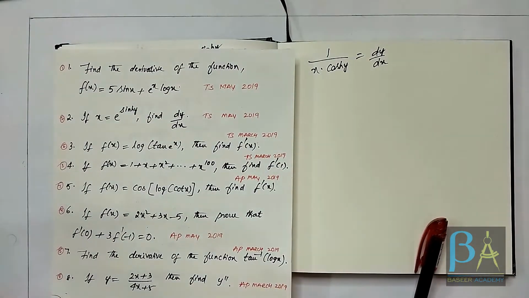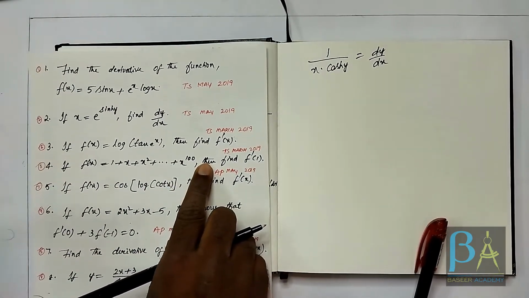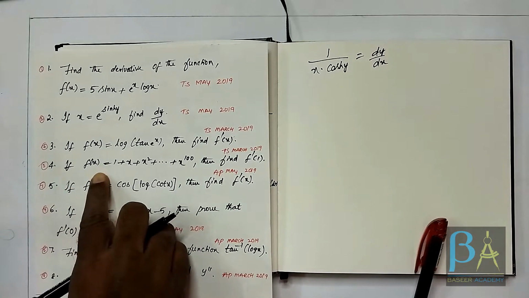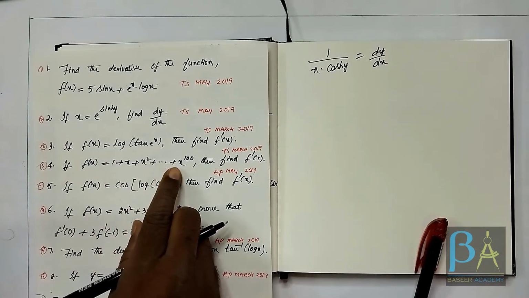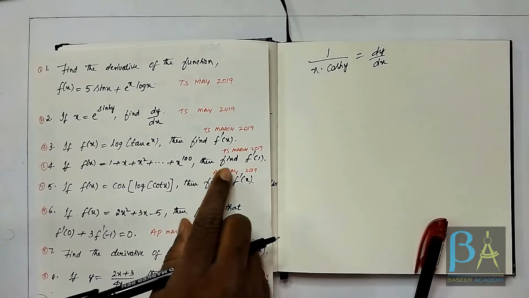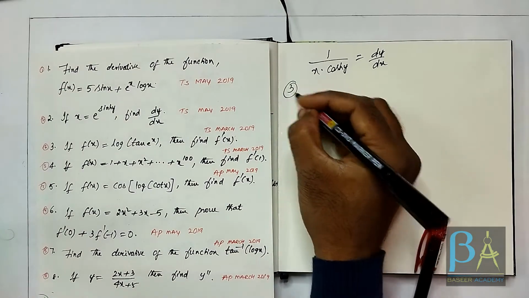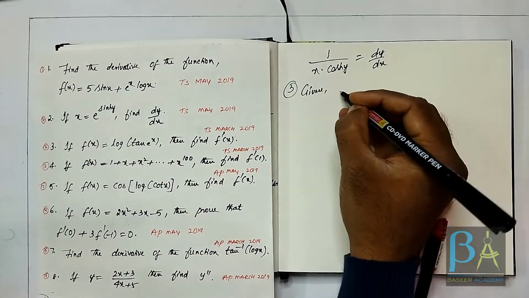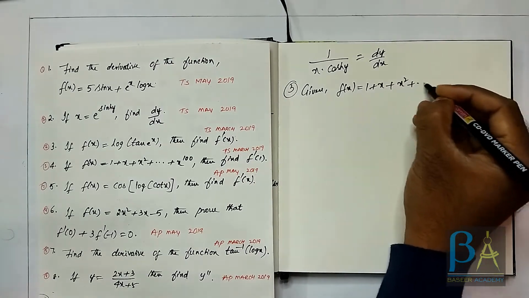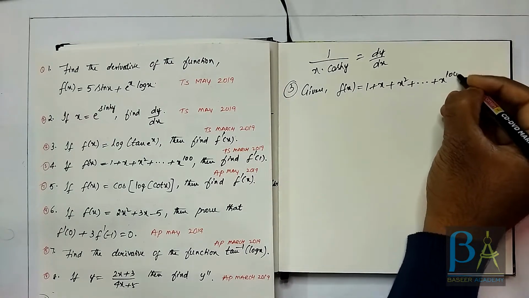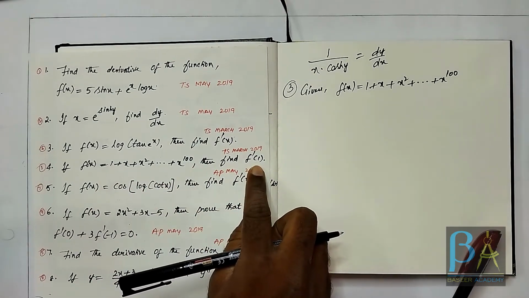The next question, let me try this one first. It says, if f of x is equal to 1 plus x square plus so on till x power 100, then find f dash of 1. Let me first write what is given to us. It says f of x is 1 plus x square plus so on till x power 100, and we are supposed to find out f dash of 1.